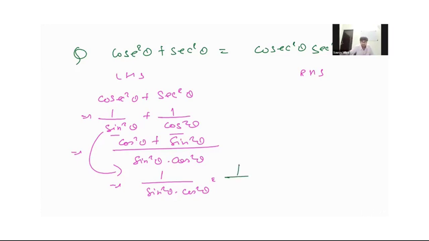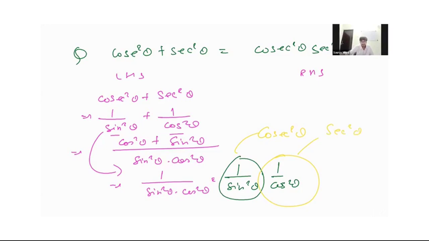So here we will segregate this into 1 upon sin square theta and 1 upon cos square theta. What is the value of 1 upon sin square theta? It is your cosec square theta. And what is 1 by cos square theta? This is your sec square theta. So they are the product. So we got our proof, which is what they asked for in the RHS. This is how we have to use the trigonometric identities to solve these equations.